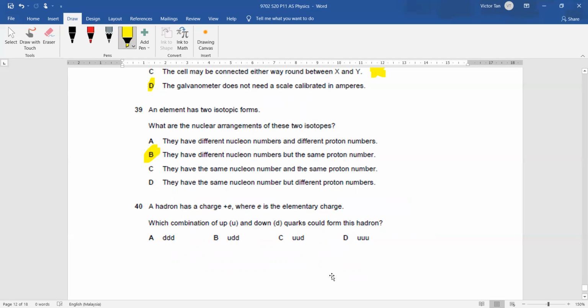A hadron has a charge of plus E, where E is the elementary charge. Which combination of up and down quarks could form this hadron? Up is plus 2 over 3, down is minus 1 over 3. So it should be up, up and down, which is the charge of a proton. Okay, that's it.